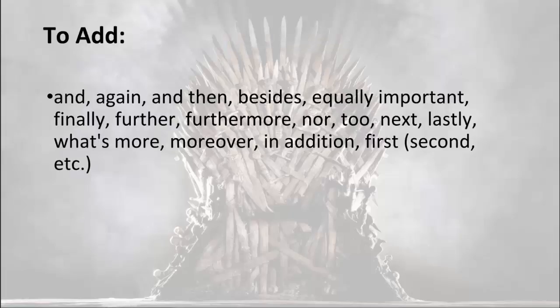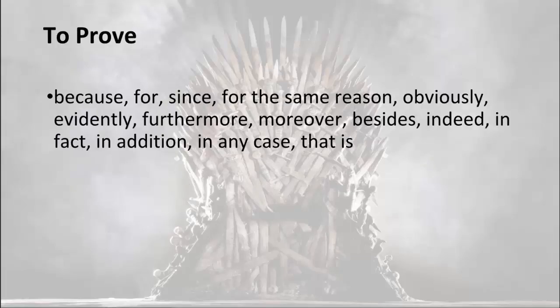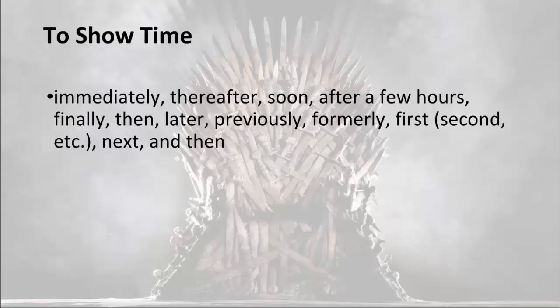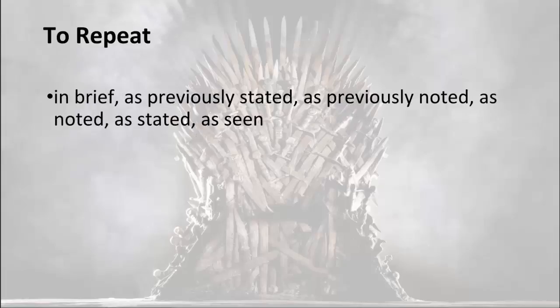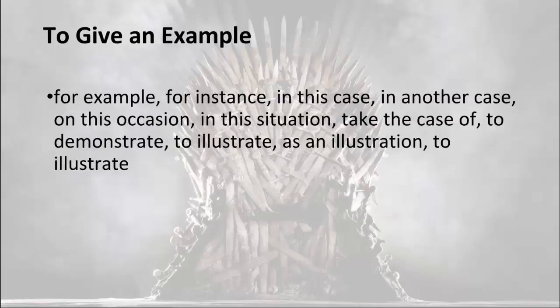When you want to add information, here's a handy list: and, again, and then, besides, furthermore, moreover, in addition, etc. A list to show readers when we're comparing information: however, nevertheless, on the contrary, etc. To prove information, we have a list here that you can reference as needed. To show exception, words such as yet, still, however, nevertheless, etc. To show time, to repeat, to emphasize, to give an example.